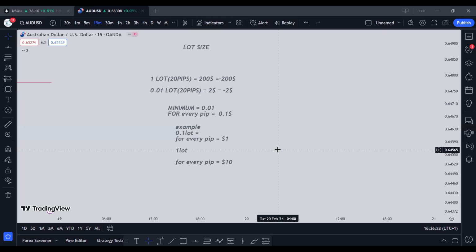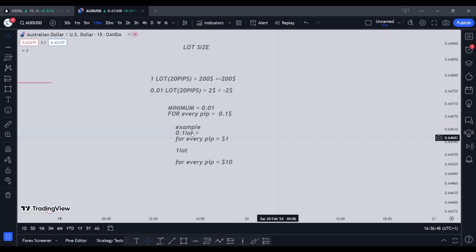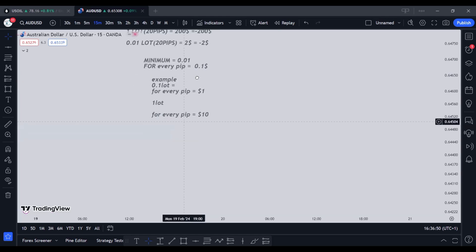So the bigger your lot size, the bigger your potential profit and your potential loss. And the smaller your lot size, the smaller your potential profits and potential loss. So how do you know the right one to use? Let us now do an experiment. Let's assume now you have a $200 account.